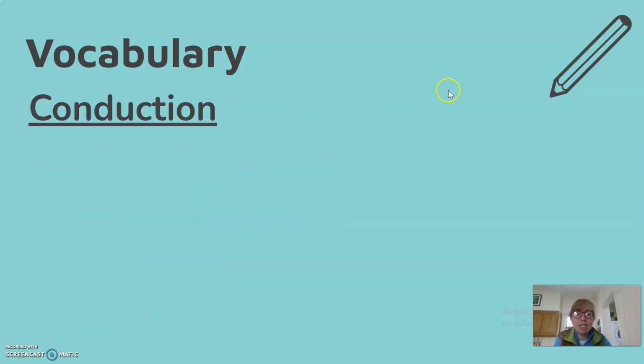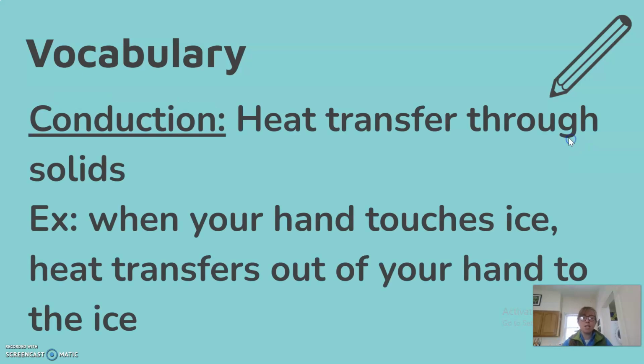All right, conduction. There are three types of heat transfer that we're going to be talking about. So conduction, convection, and radiation are the three types of heat transfer. So this first one, conduction. This is when heat transfers through solids.